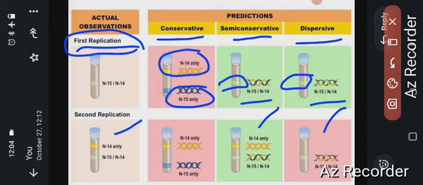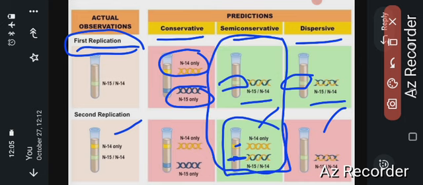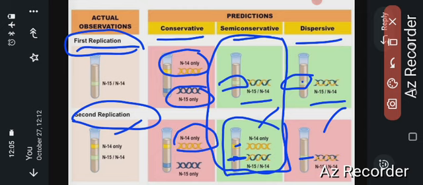Most of the living organisms follow this semi-conservative model, where there is the N14 light band, and the N15 and N14 intermediate band is here. This is in the case of semi-conservative. But in the case of dispersive, only the intermediate band is there, both getting the intermediate band after the second round of replication also. But in the case of conservative, you are getting N14 and N15 both in the first replication as well as in the second replication. So that is the difference. This is very important.